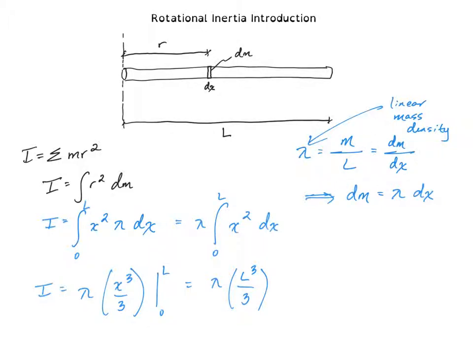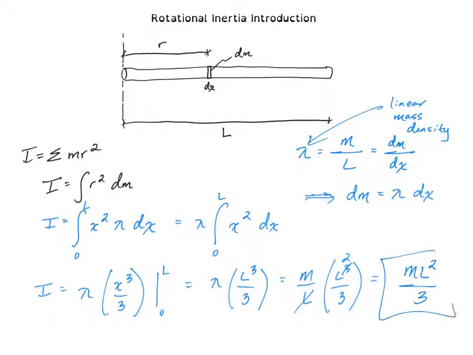That is our linear mass density for this thin rod. So we actually end up with m divided by L times L cubed divided by 3. Now some stuff cancels out here. One of these L's is going to cancel out, and that cubed is going to cancel out. So what we end up with for the rotational inertia, the moment of inertia around this end of a thin rod, is ml squared divided by 3.